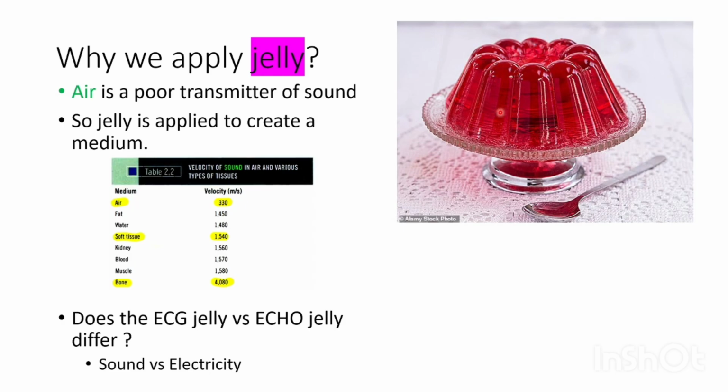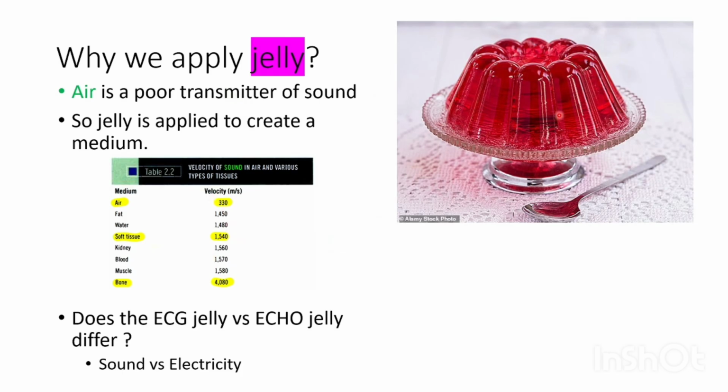So we have to apply jelly when we are doing an examination. Why? Because these ultrasound waves have different velocity in various mediums. From this table we can see that in air it has a very low velocity. So there is air intermediating between the probe and the patient's chest wall, and air is a poor transmitter of sound. So you should put some medium in between so that it will transfer. When you put the jelly, the velocity increases, maybe to 1500 or 2000 based on the jelly we use. So the echo jelly will increase the velocity and the transmission of sound will be improved.